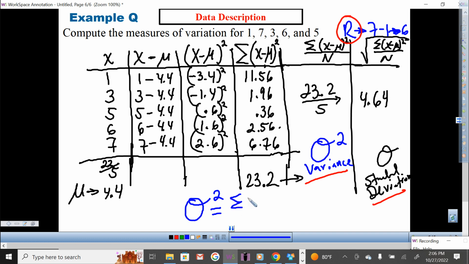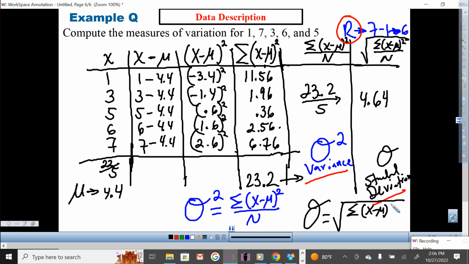Sigma times x minus mu squared over n. Yes, very good. Tell your neighbor the formula for the standard deviation, please. Yeah, as our colleague said, the same thing, but square root. Square root of the sum of x minus mu squared over n.